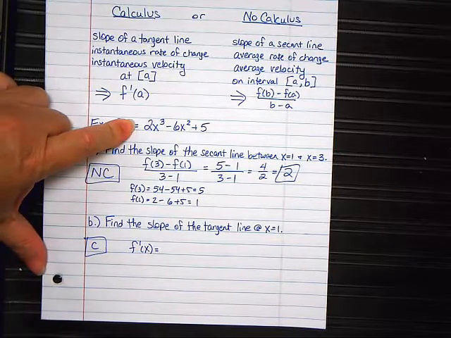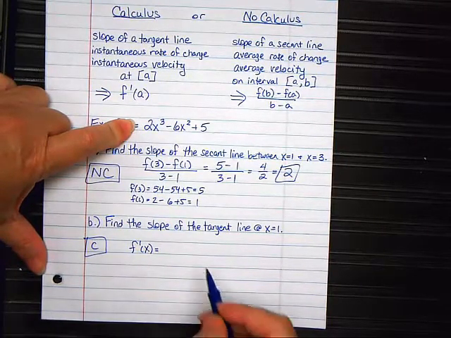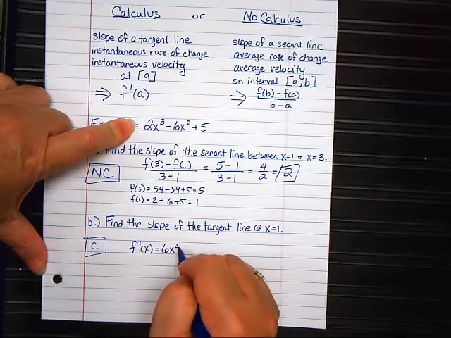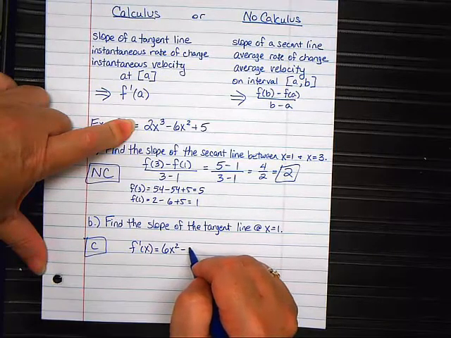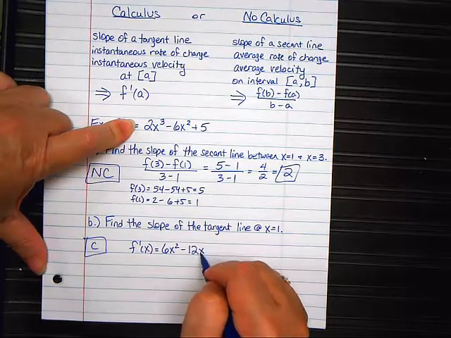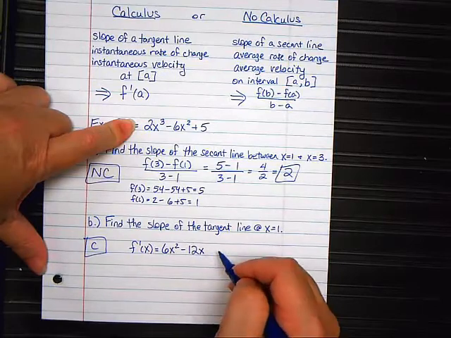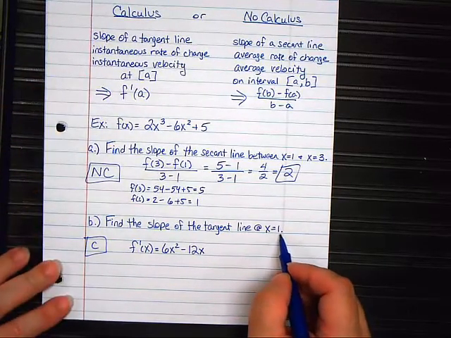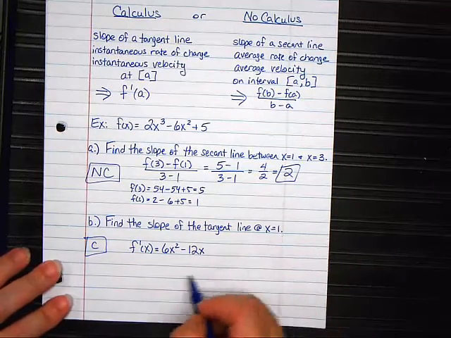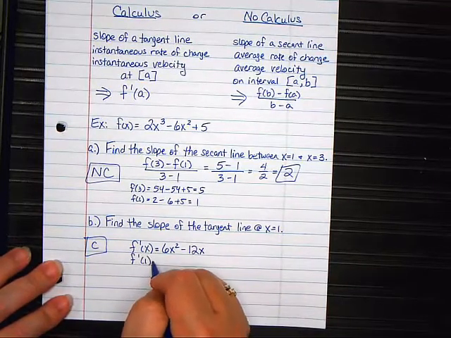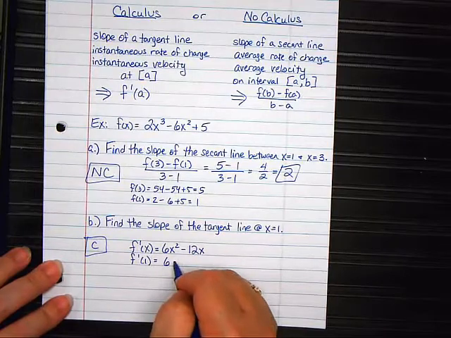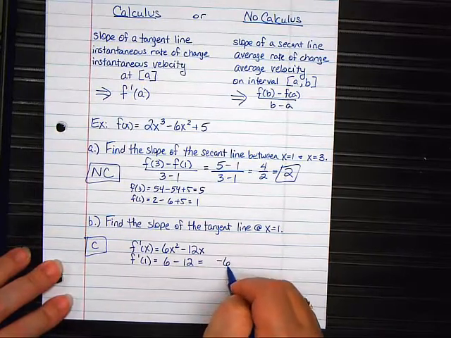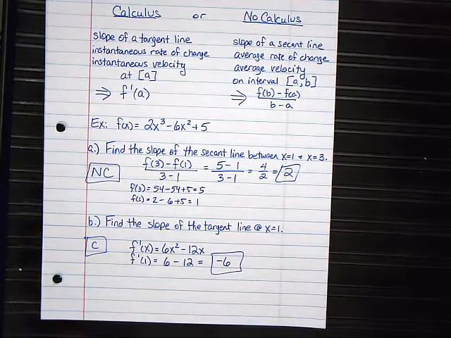What's the derivative of the first term? 6x squared minus 12x. And what about the 5? That's 0. So we just leave that off. And then it says f prime of a. So whatever the a value is, in this case it's 1. We substitute it in. F prime of 1 equals 6 minus 12, which is negative 6. So there's the slope of the tangent line at 1.